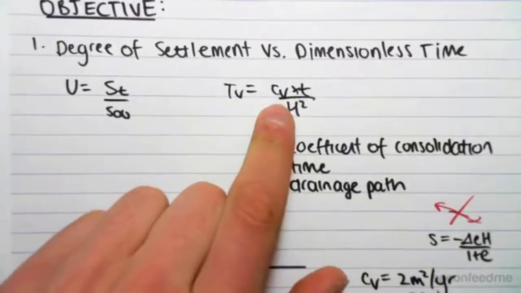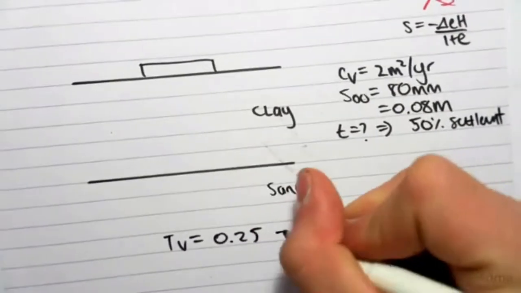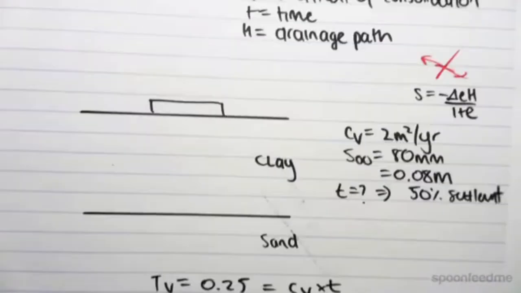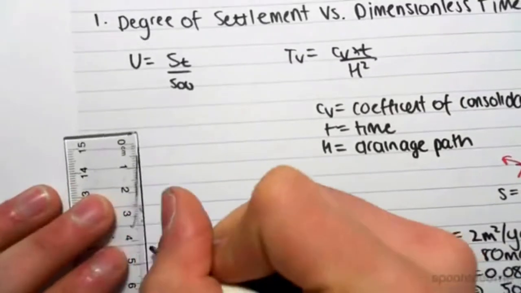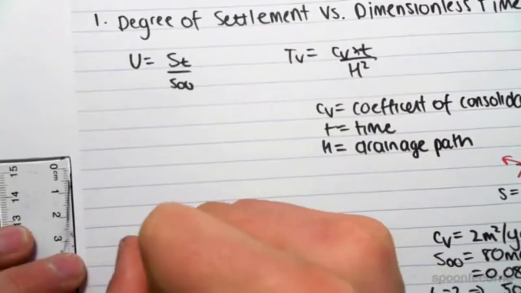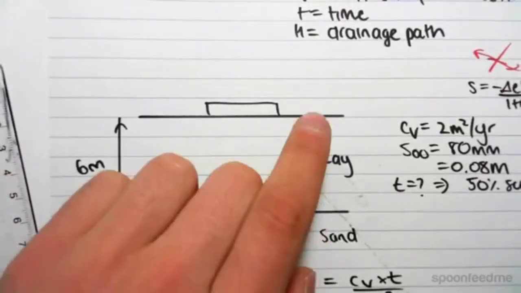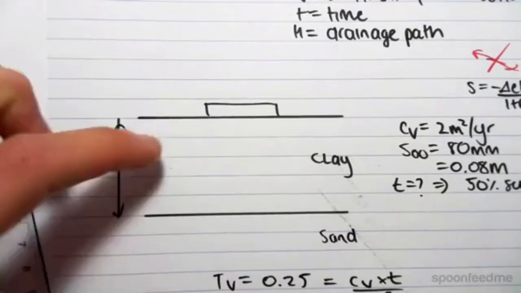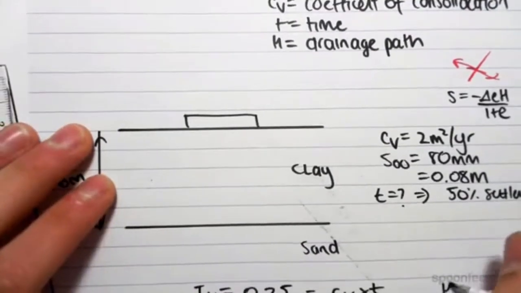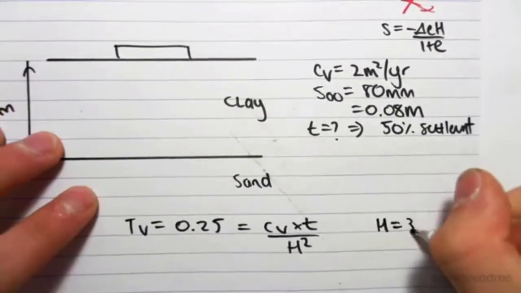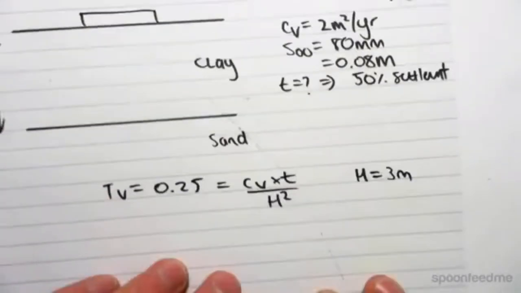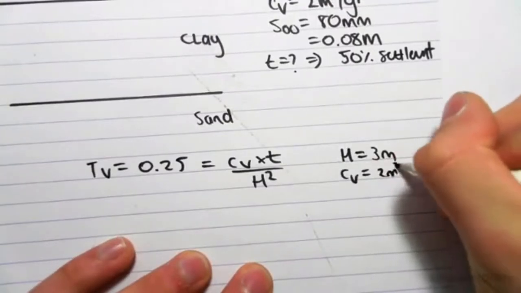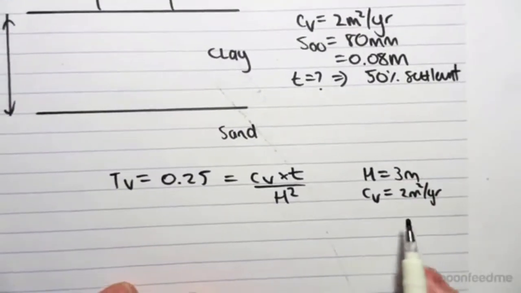We know that TV equals CV times T on H squared. Let's say that this layer thickness was 6 meters. Because we have air and sand, we have two-way drainage. The excess pore water pressure can escape there and there, which means that our H will equal 3 meters, which is half of 6. And our CV was given to us as 2 meters squared per year. So just be consistent with the units here.